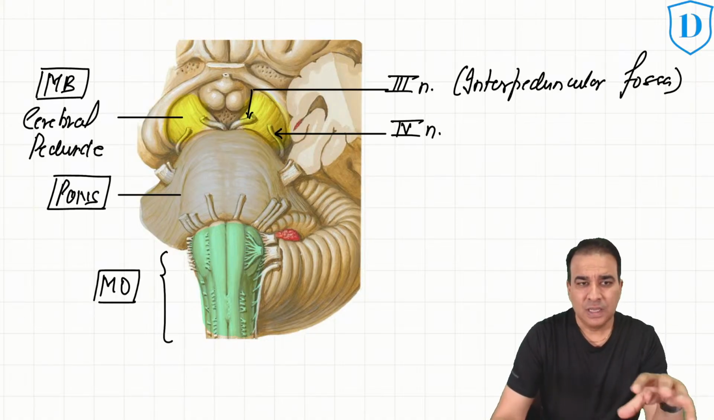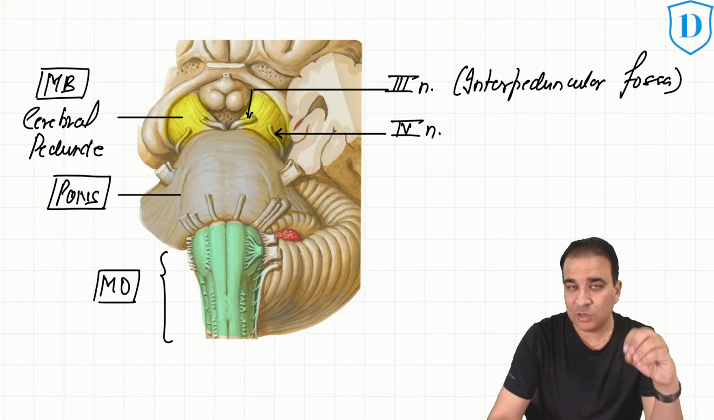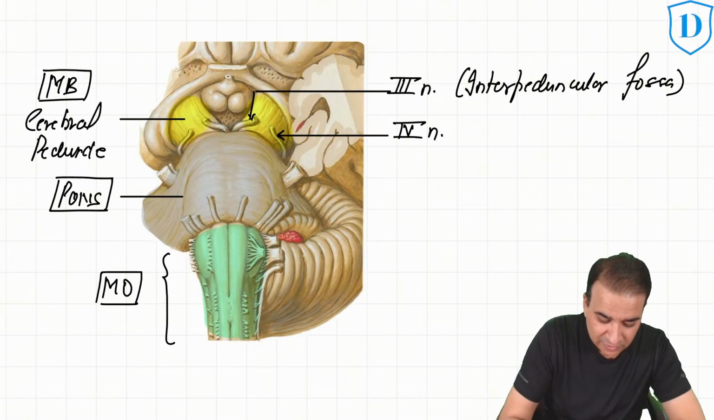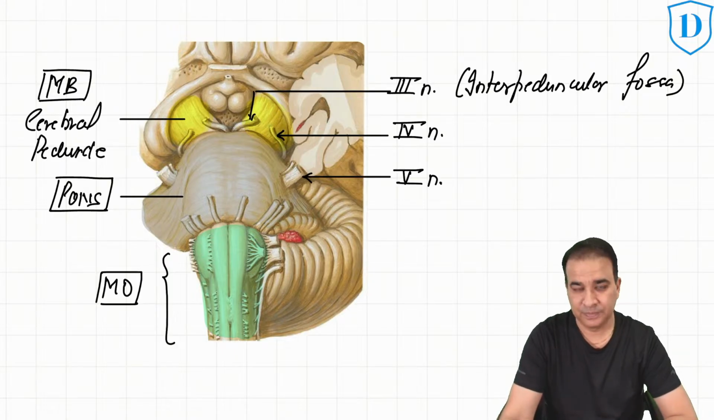Look, in the pons there are multiple nuclei present inside, but the only nerve which is actually emerging from the ventral surface of the pons is the fifth nerve. So the thickest cranial nerve which you see coming out from the ventral surface of the pons is the trigeminal nerve, or the fifth nerve.